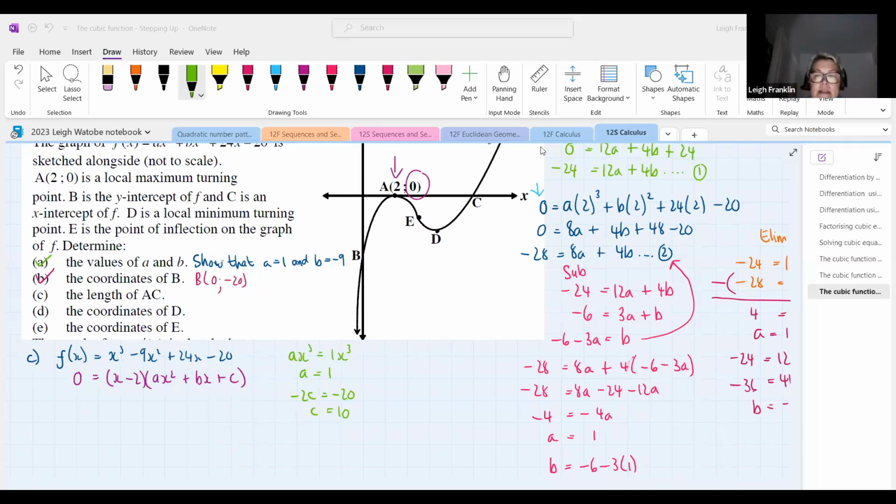Can you guys tell me what B is? Instead of me doing it, can anybody tell me what B would be? You see how all these previous skills are now coming into play. We've got to be able to do all the things that we learned about. Can anybody tell me how to work out B? Do you remember? You guys are so quiet. Can no one remember how to work out B?